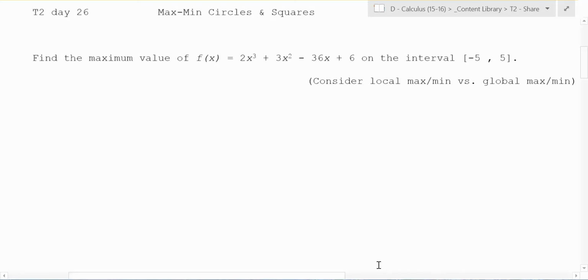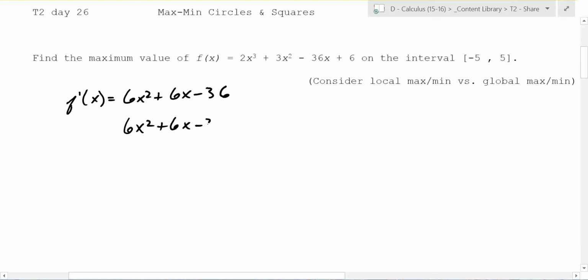That function? What's f prime going to be? 6x squared plus 6x minus 36. Correct. So then what was step 2 after you found the derivative? What were you going to do next? That equals 0. So you have 6x squared plus 6x minus 36 is equal to 0.